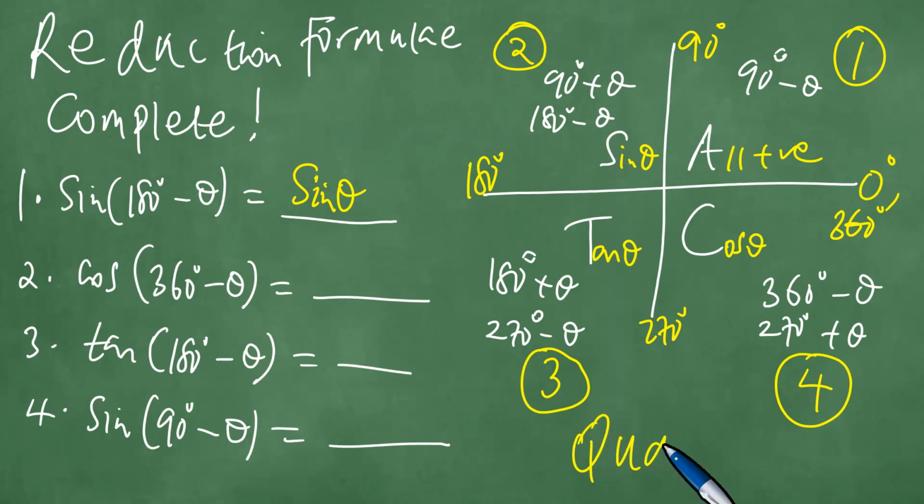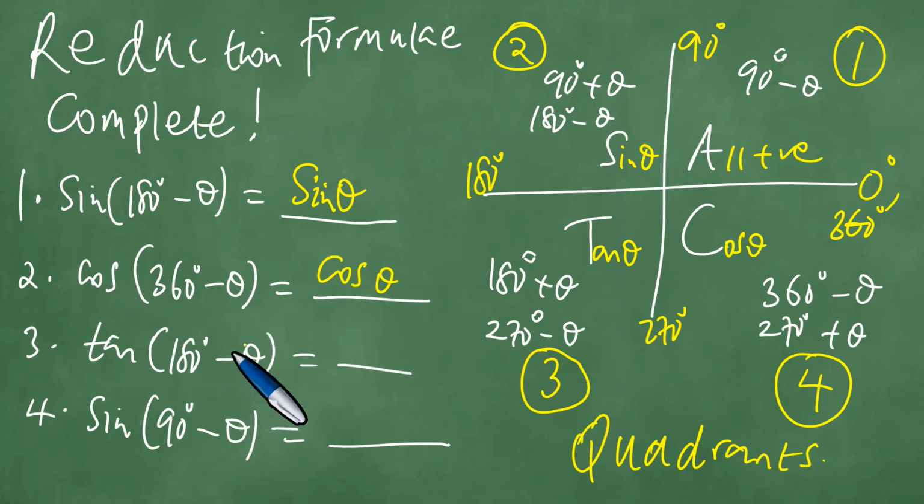Okay, so now at this point, if you take it to the fourth quadrant, the minus is in the fourth quadrant, and the cosine is the only one that is positive there. So the answer is just going to be positive cosine. So you just copy cosine and the theta.